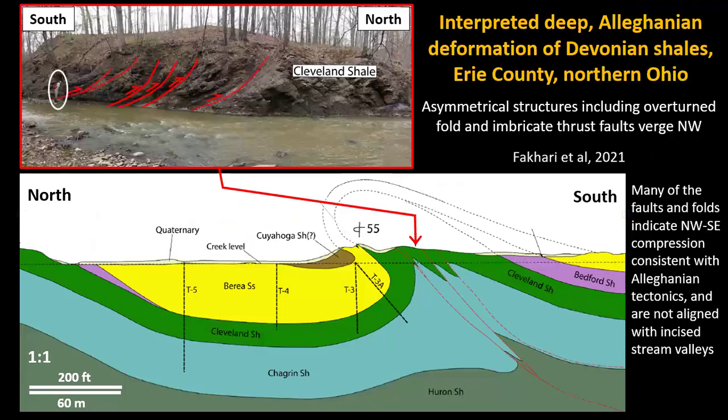Here's an example of deformed Upper Devonian shales in the glaciated plateau of northern Ohio that illustrates the hallmarks of deep-formed Alleghanian tectonic features. There are multiple stacked imbricate thrust faults. There's an asymmetrical recumbent fold that includes overturned beds. The direction of compression here is consistent with Alleghanian compression, northwest-southeast. Many of the folds and faults trend across, not parallel, to the incised stream valley, unlike valley anticlines.